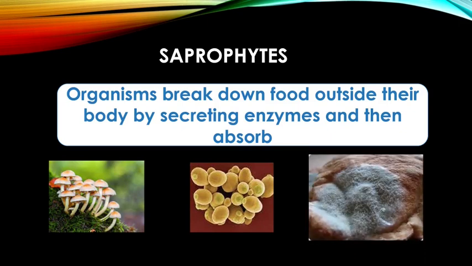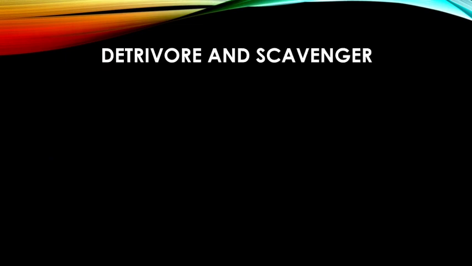They show saprophytic nutrition. They release enzymes outside the body. They feed upon dead decaying matter. They break down the complex substances into simpler ones and then they absorb the simpler digested food with the help of root-like structures which are called rhizoids. So, saprophytes. Next type is detritivore and scavenger.